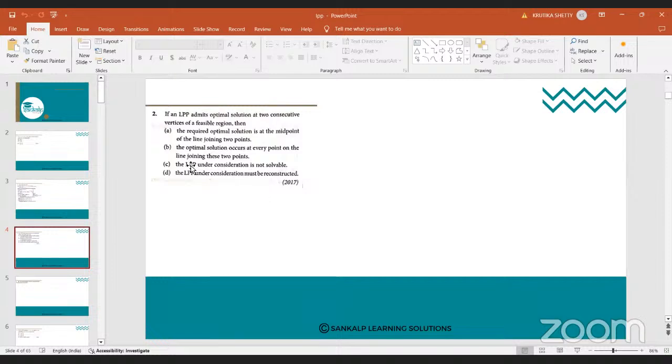Okay, so in this case, just now we discussed one important point: whenever the optimal solution is occurring at two consecutive points, the answer is option B, that the optimal solution occurs at every point on the line joining these 2 points. So pay attention. These are the two inequalities, first inequality and then second inequality, and you are getting the corner points like this, in this region. Suppose this is P and this is Q.